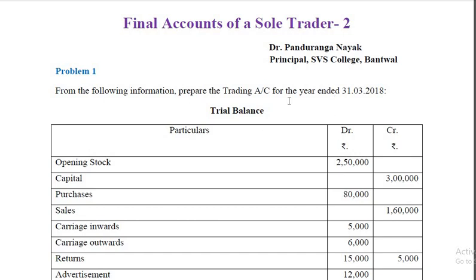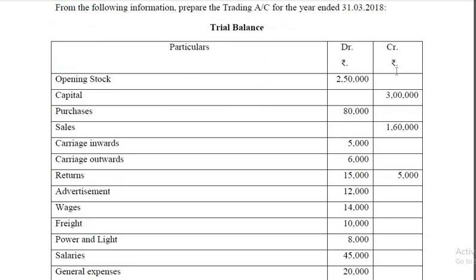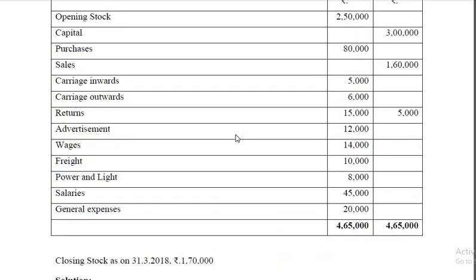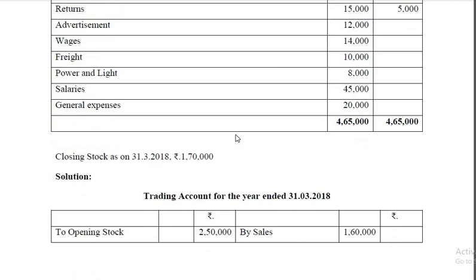For example, you find here trial balance as on 31st March 2018. You find debit balances and you find credit balances. And when you prepare the trial balance, the total of debit balances must agree with the total of credit balances. So that's the trial balance. So trial balance is given here. And then apart from that, one or two extra items are given. We call that adjustment items.